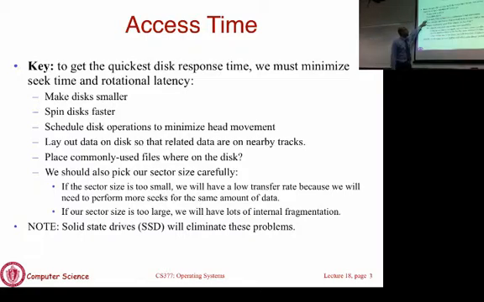Then the only thing you can do is schedule operations to minimize disk head movement. That's what we are going to look at today. You can also lay out data so that related data is on nearby tracks. Think of the blocks of a file. If you store them close to one another, they don't have to be contiguous, but the closer they are, because these are a related set of blocks, they're likely to be accessed together.